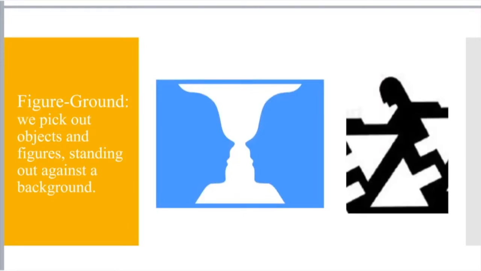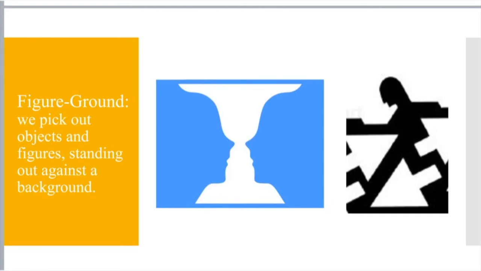This is when we pick out objects and figures that stand out against a background. So here, what do you see? In most visual scenes, we pick out the objects and figures standing out against a background. In this first image, we may see two faces looking at each other. But if you take a step back and look at the white, you may see a goblet or a vase.